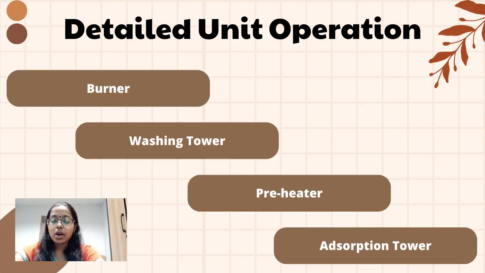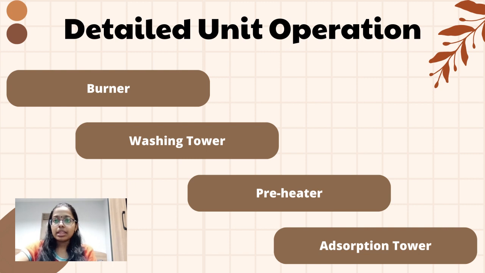I'll be explaining some of the unit operations involved in the production of sulfuric acid. The first one would be the burner, where liquid sulfur and dry air are fed into a burner and burned at 1150 degrees Celsius. Next one would be the washing tower, where impure sulfur dioxide gas is passed through the washing tower as a filtration process by spraying water.